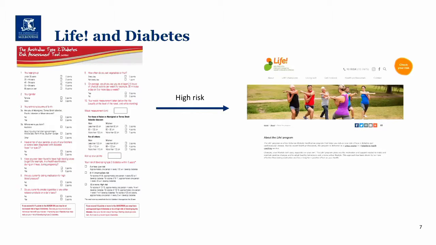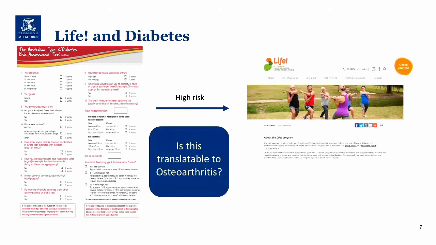And if they're high risk, they can access a program funded by the Victorian Department of Health and organised by Diabetes Victoria, to provide them with group sessions to give them knowledge about diabetes, how to prevent it, how to incorporate exercise and healthy eating into their lifestyle. So, is this an example that could be translated to the osteoarthritis setting?